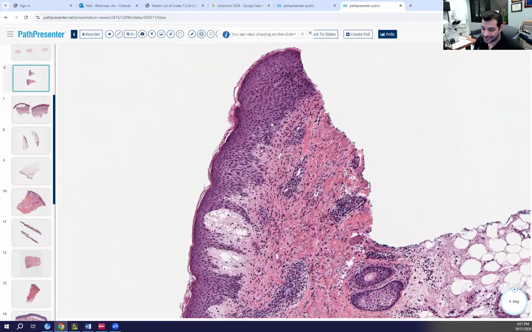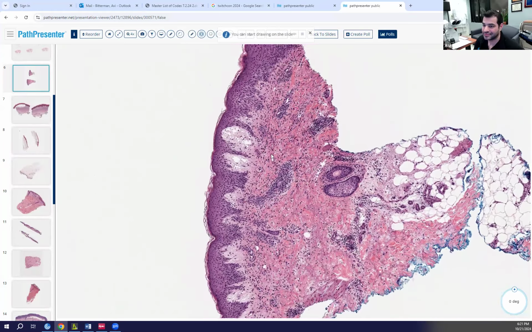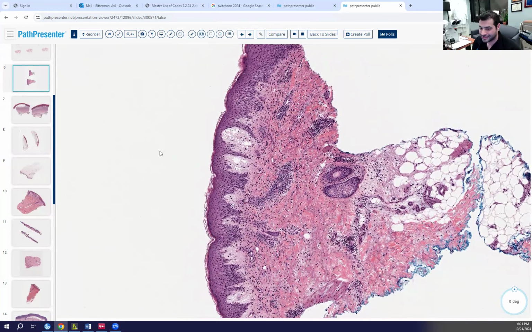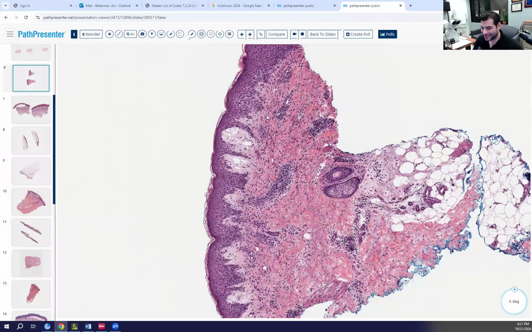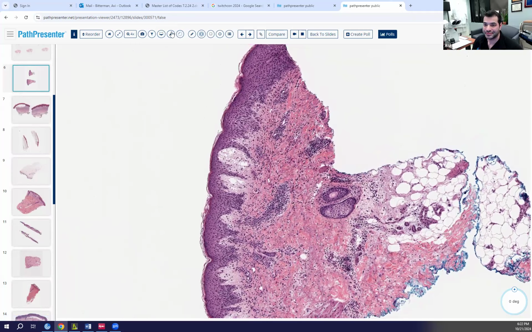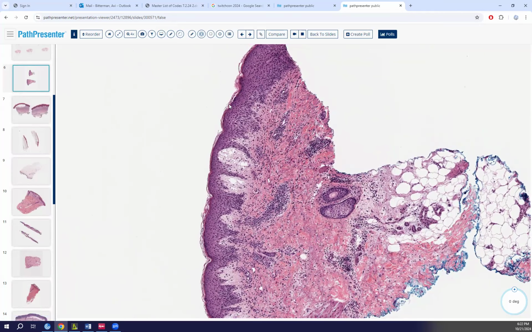What else is there? Some superficial perivascular infiltrate that again is predominantly lymphocytic. There does appear to be a few other red cells in the actual infiltrate. Eosinophilic cells. Yeah. Some of them may be red cells, some of them may be other cells. What else is there in terms of patterns? Spongiosis. Yes.